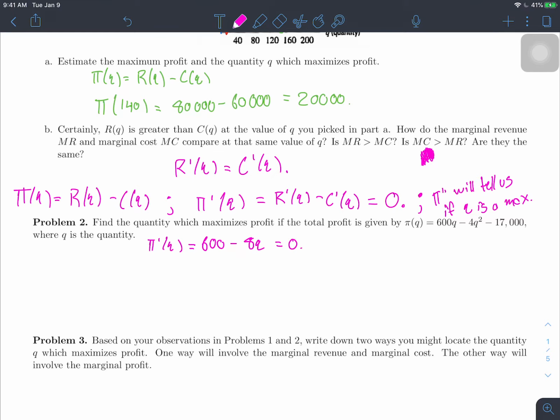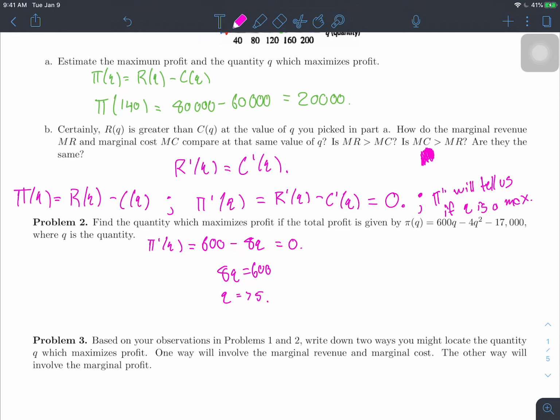Do I need to worry about the DNE case? No, why not? Because pi of q is a polynomial. Very good. So let's find the critical points here. What are we going to get? We're going to get 8q equals 600. So q equals 75 is a critical point.